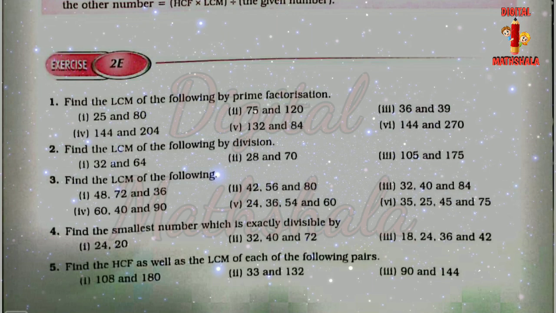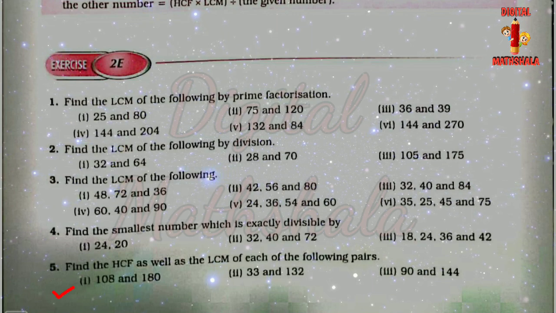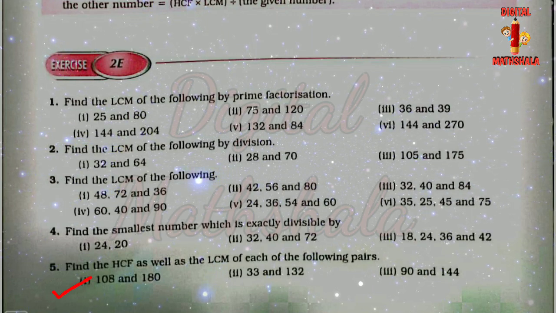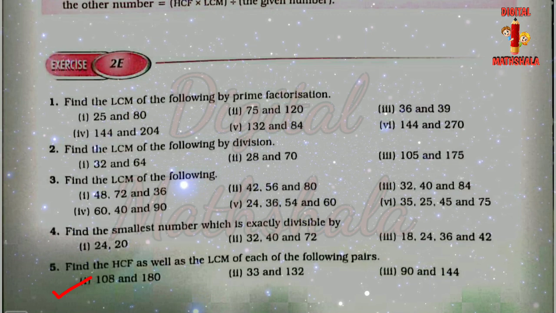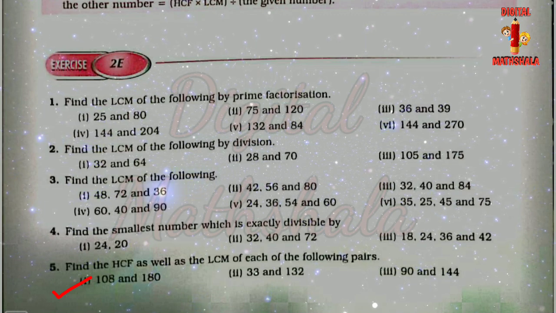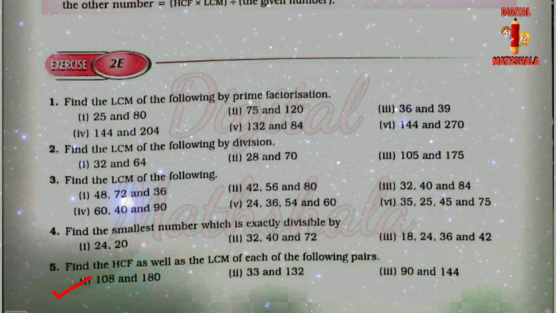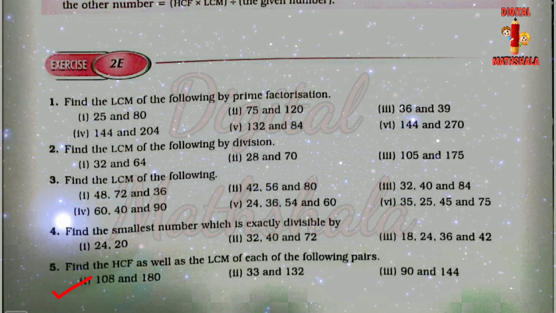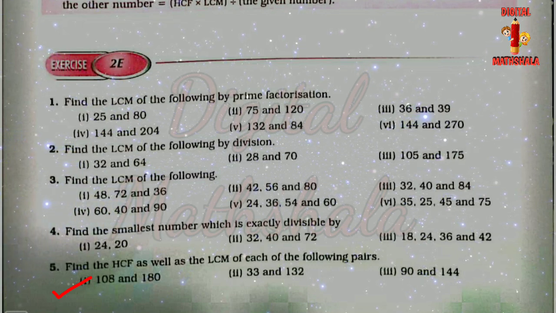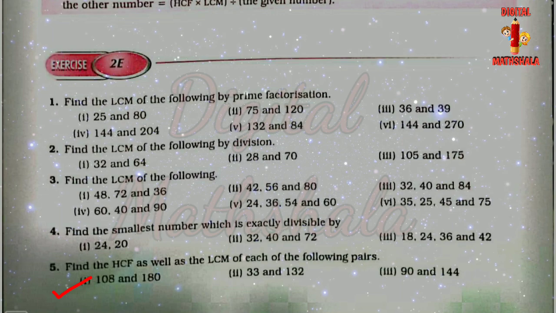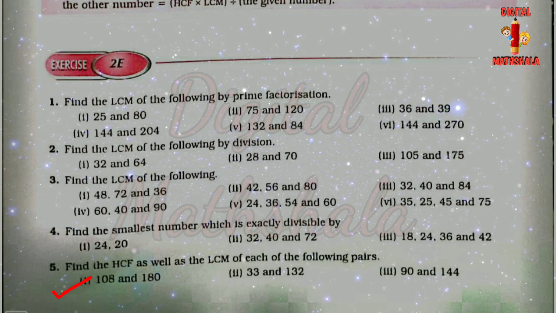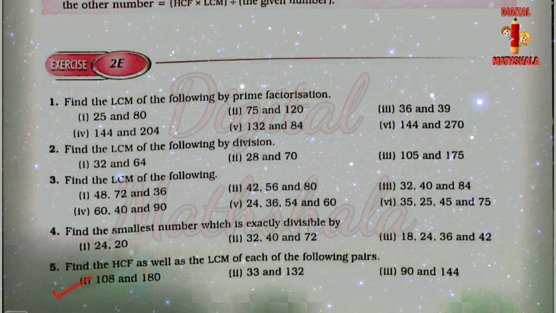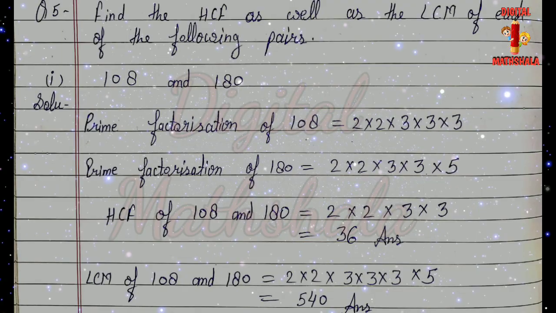Now the next question is question number 5. Find the HCF as well as the LCM of each of the following pairs. Here two numbers are given and we have to find out the LCM and HCF together. So let us see the first option, 108 and 180.